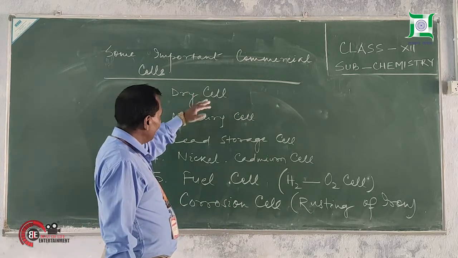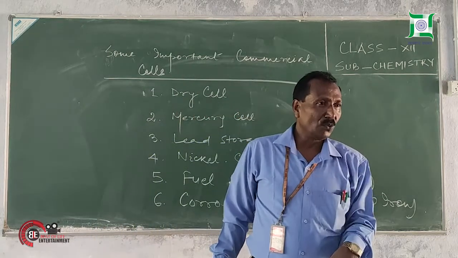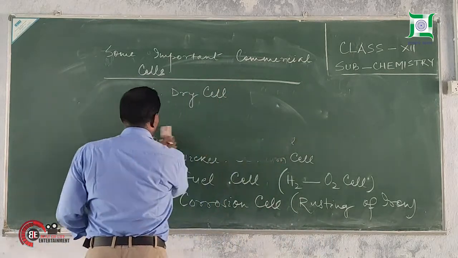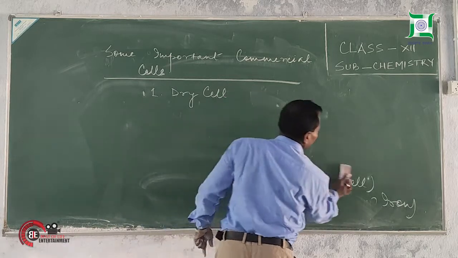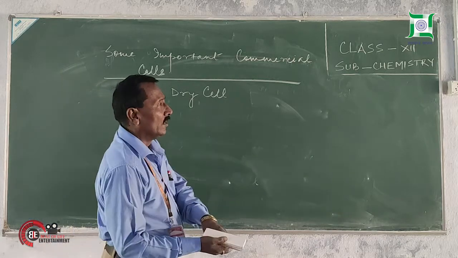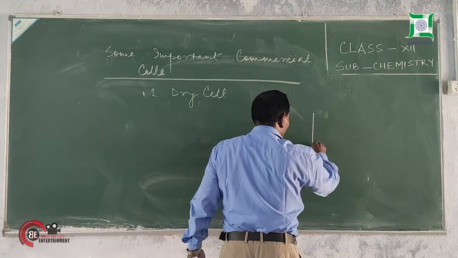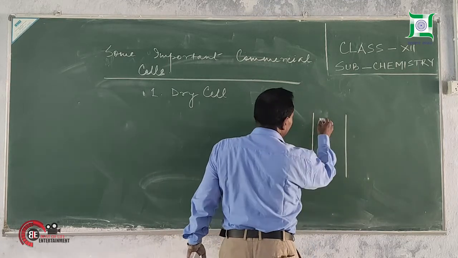So in all these cases, I will discuss one by one. First dry cell, then mercury cell, then the remaining cells, I will discuss with you one by one. So here, first dry cell. Now, dry cell is the most common cell. You might have seen it like this.